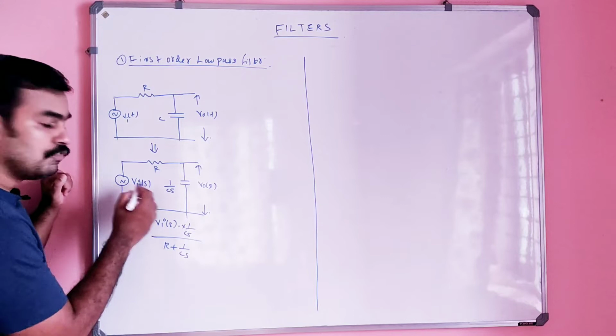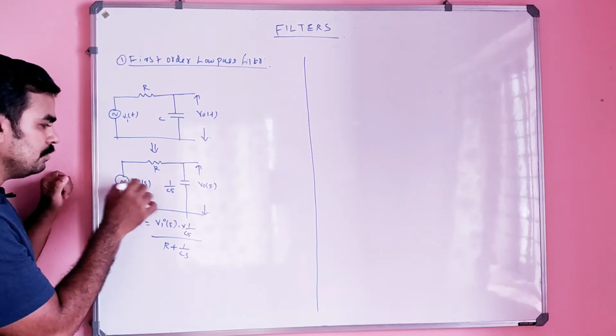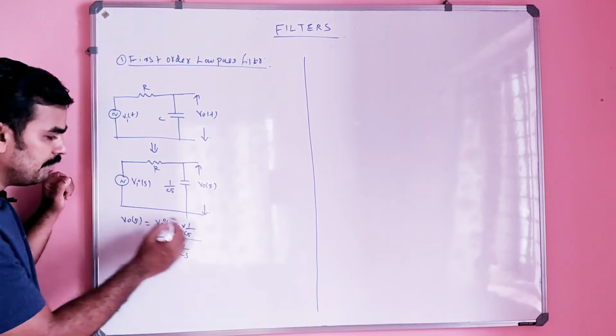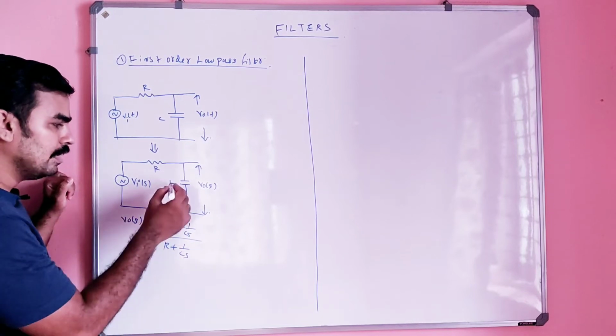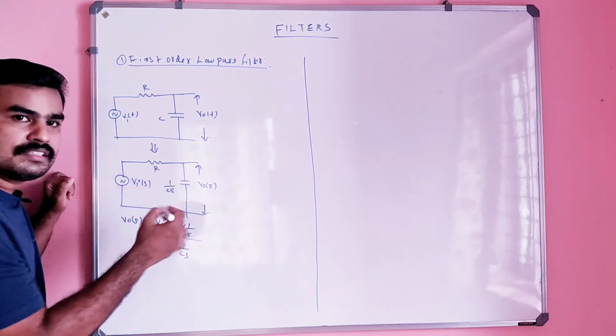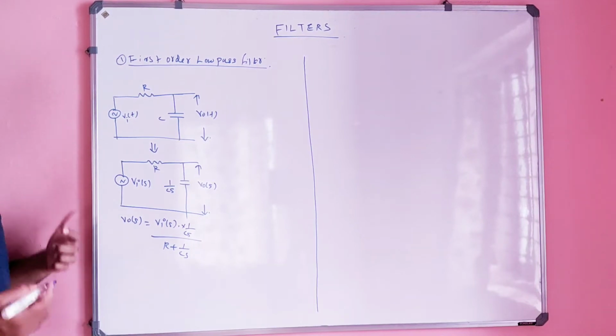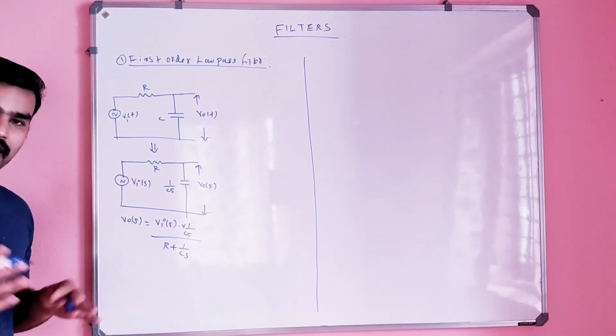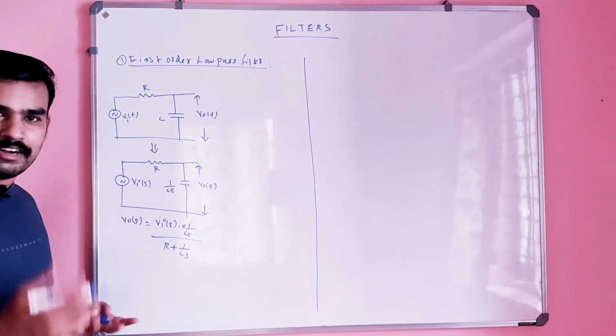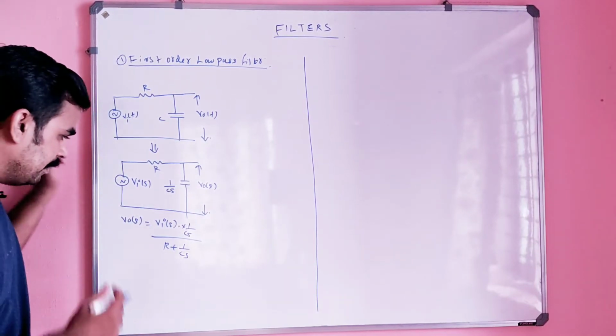Yes. Voltage division rule, simple voltage division: input voltage into that impedance divided by R plus 1 by Cs. I already told you the reason. 1 by Cs is already in capacitive reactance form. No need to calculate for omega or to multiply for frequency, it is already multiplied. 1 by Cs means it's already multiplied.